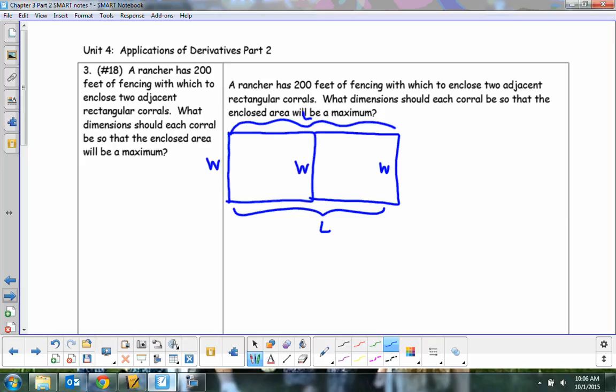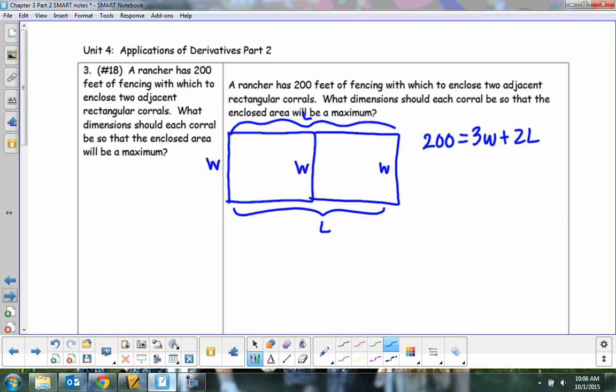2L plus 3W equals 200. Uh-huh. You know where he got that from? From adding up the sides, for the perimeter. Oh, you're so hot. Okay. So 200 is going to equal 3W plus 2L. So that's how much fencing he has to enclose everything.